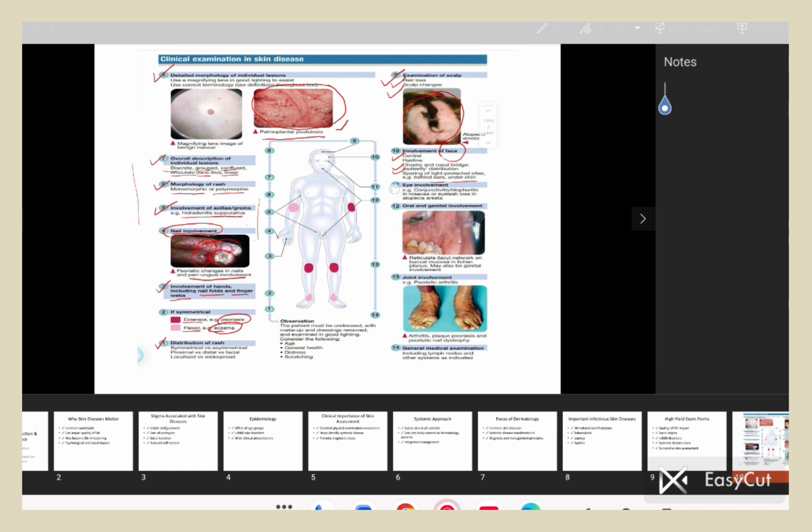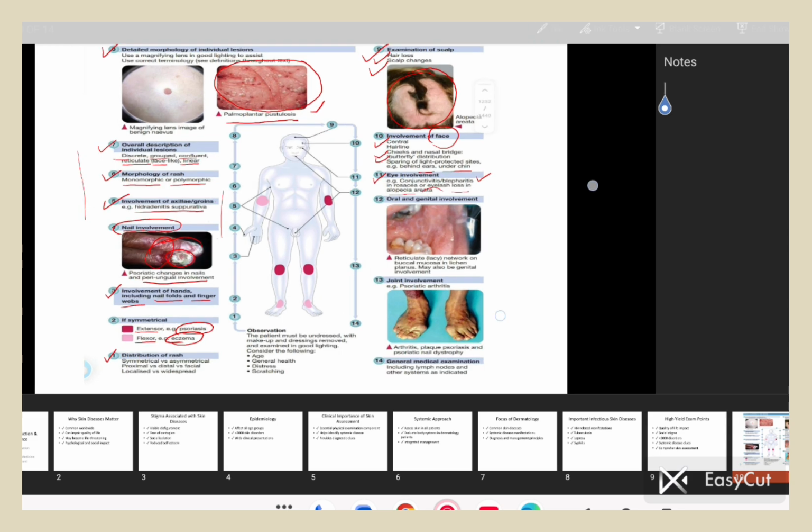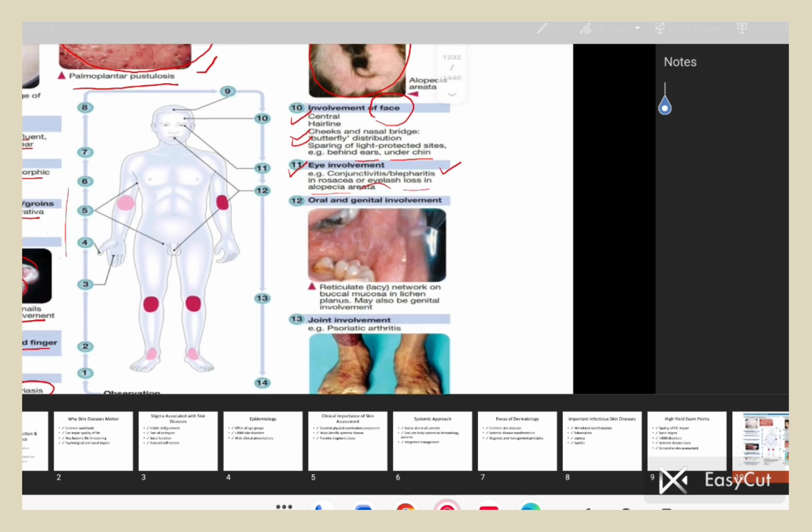Then we check the eye involvement, like in cases of conjunctivitis or blepharitis, in rosacea, or loss of eyelashes in alopecia areata. Then we check for oral and genital involvement. For example, this is the skin mucosa of the oral cavity. We see the reticulate or lacy network of the buccal mucosa in lichen planus, and there may be some genital involvement also.